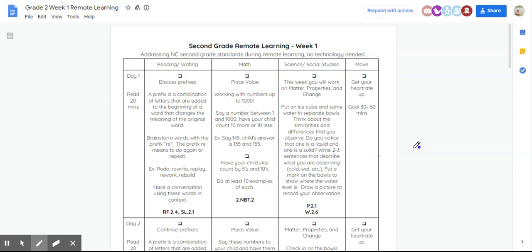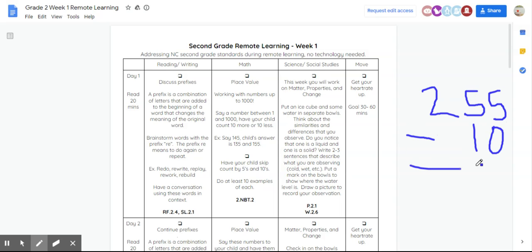So another example would be if I did 255, 10 less, that means subtraction. The only thing that would change is my tens place. So 5 minus 0 is 5. 5 minus 1 is 4. And my 2 stays the same. So that's 10 less than 255.